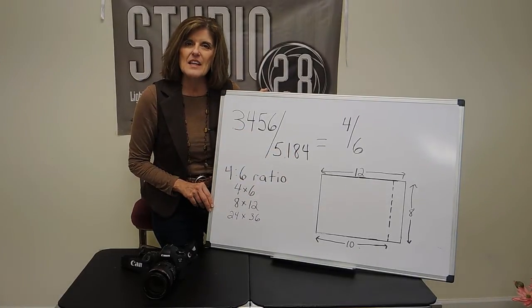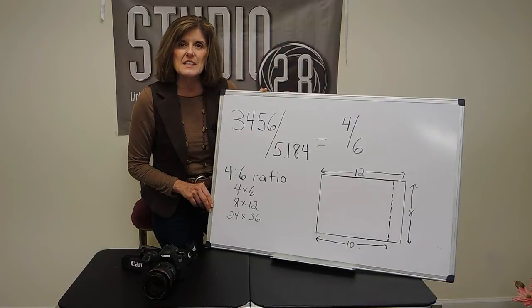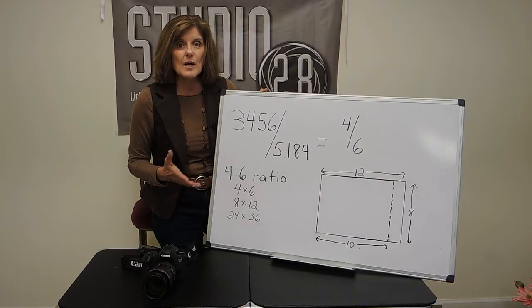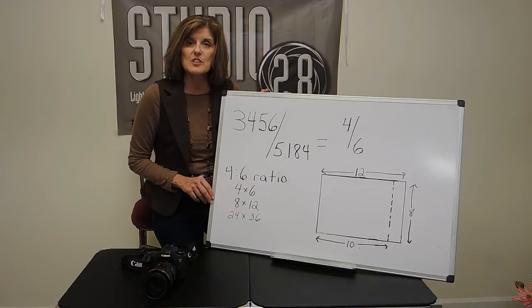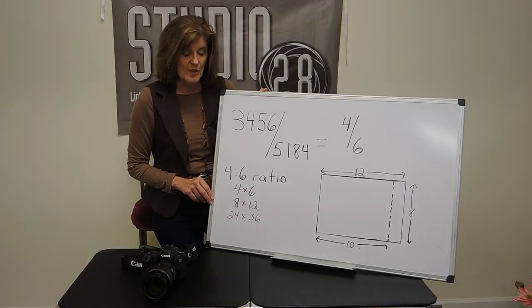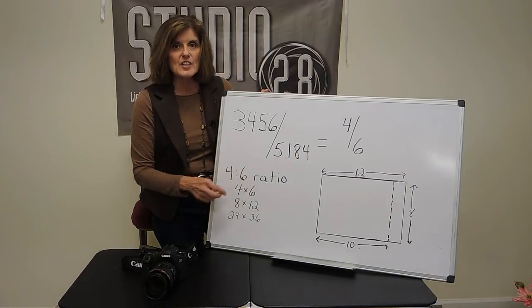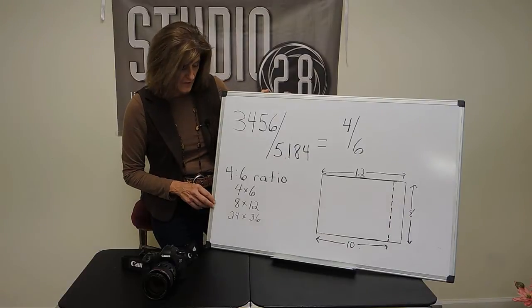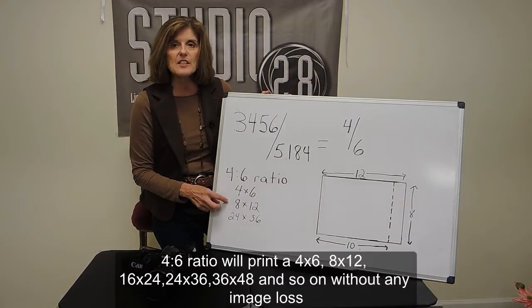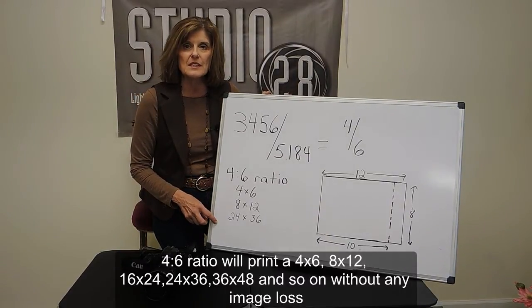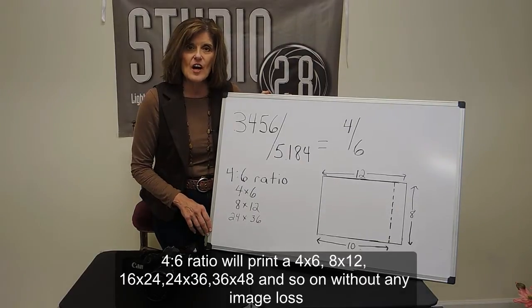And if you do the math, that is a 4 by 6 ratio, which is what I would expect because most cameras do use this aspect ratio. So a 4 by 6 ratio will print a full frame 4 by 6, 8 by 12, or 24 by 36 without any image loss.